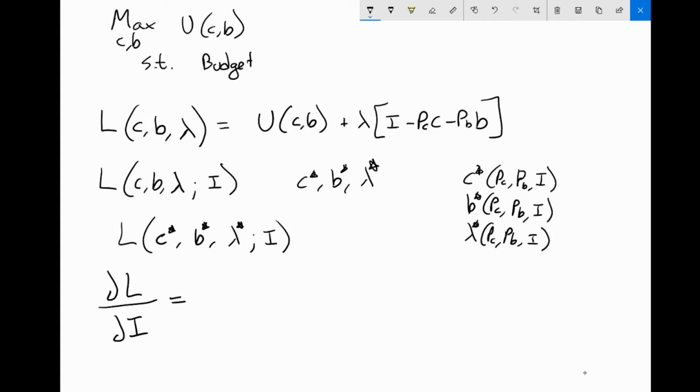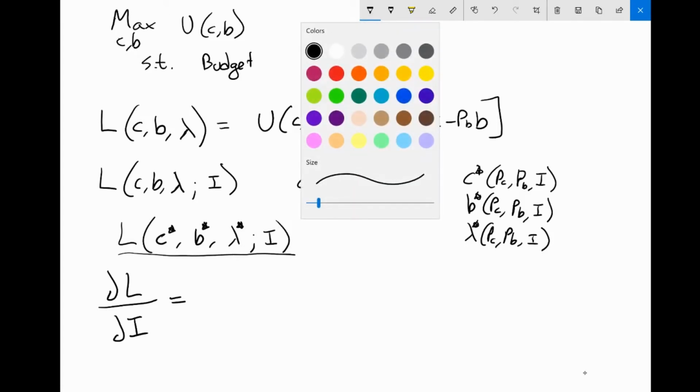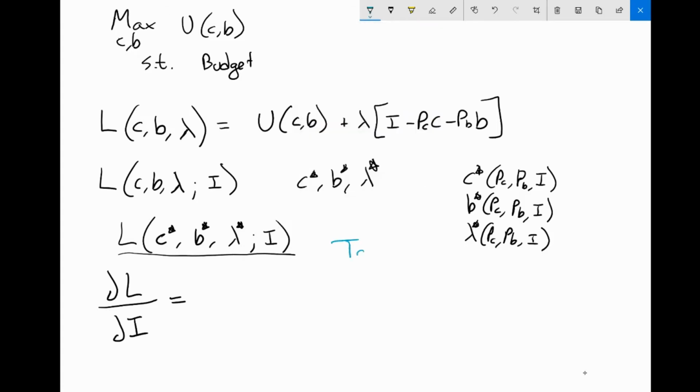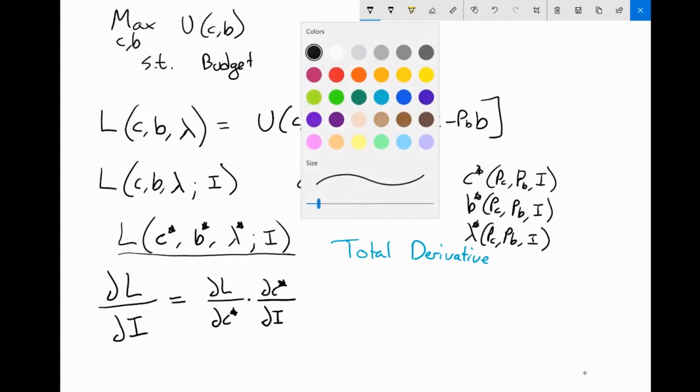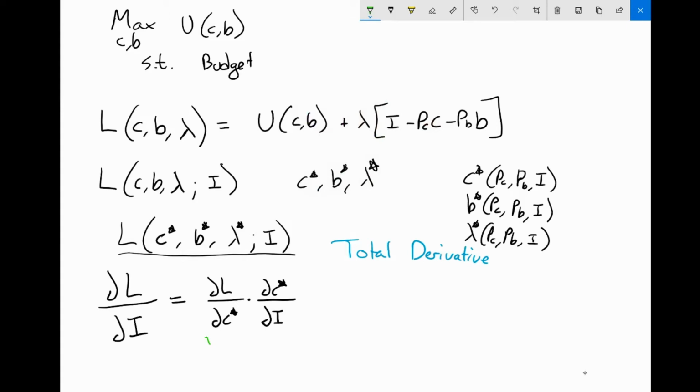Okay, so then if I wanted to take the derivative of this with respect to I, we're going to need to use the total derivative. So let's use the total derivative here. That means I take the derivative of L with respect to C star times the derivative of C star with respect to I. And remember, this is a series of chain rules.